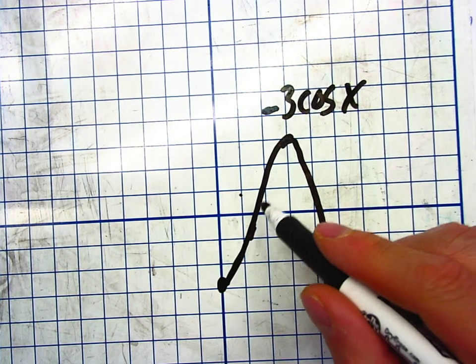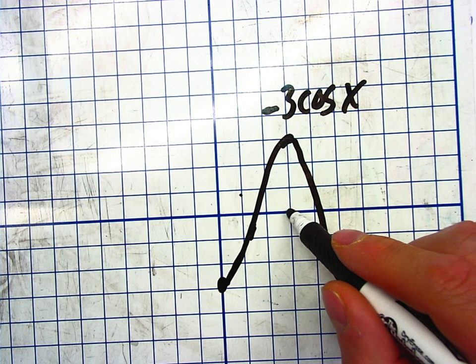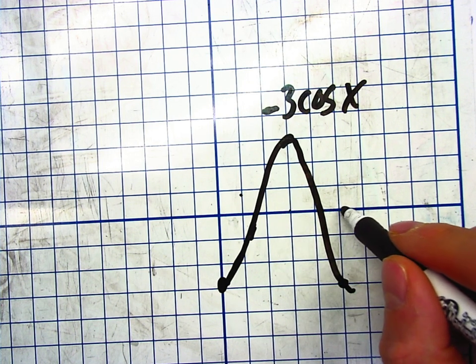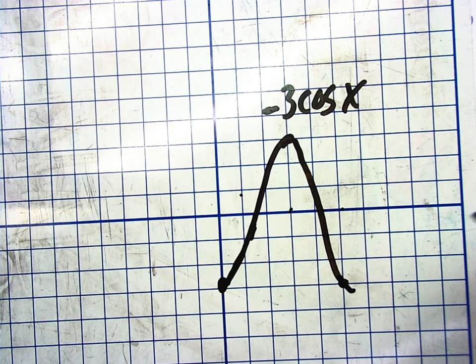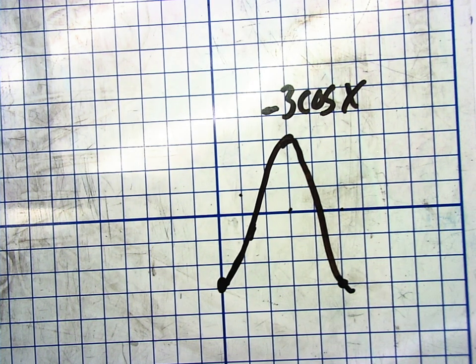Now I would have to label the tick marks. This middle one would be pi. This ending one would be 2 pi. This would be pi over 2. This one where it goes through the x would be 3 pi over 2. I would have to label them that way. But again, that would be negative cosine.